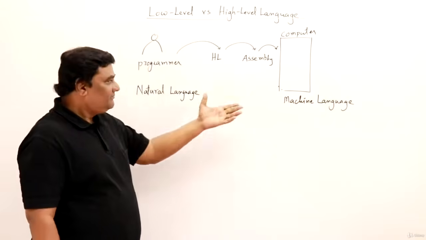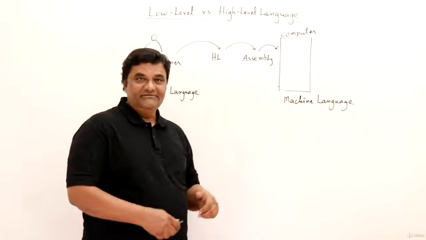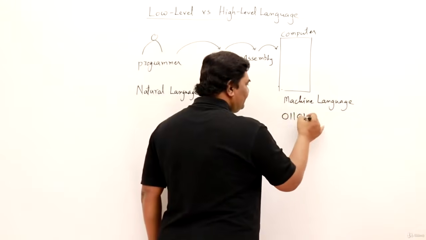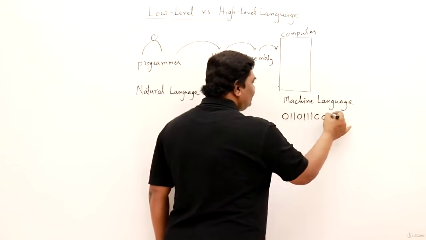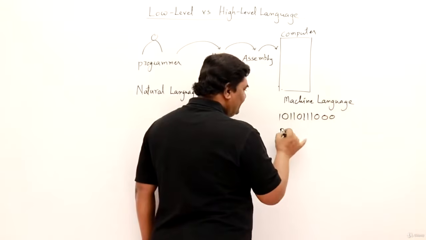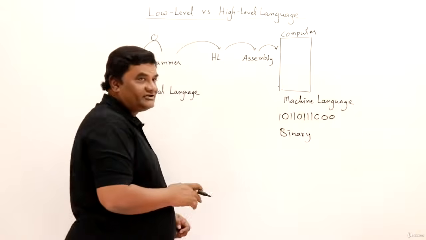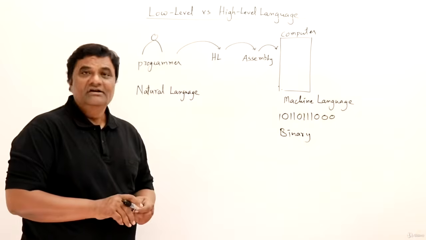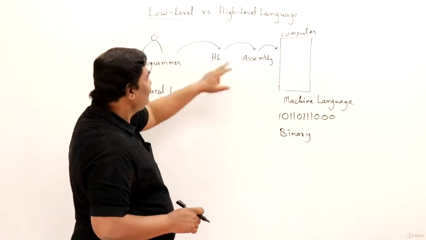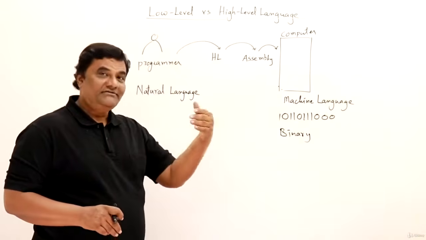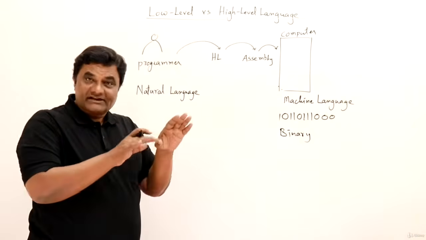In the previous video, I already explained that human beings understand natural language, and machines have their machine language, and that language is in binary, that is zeros and ones, right? So we say this is binary language. Binary language, we can call it machine language. That is termed low level language. Machine language is low level. Low level means the actual machine's language.